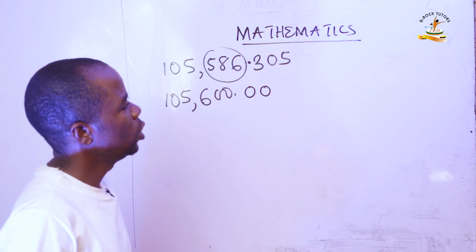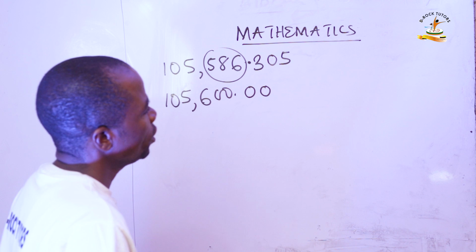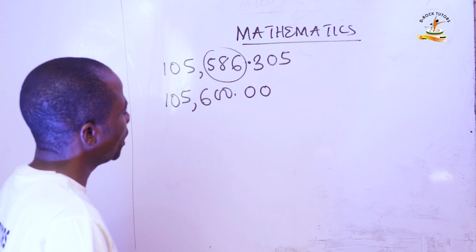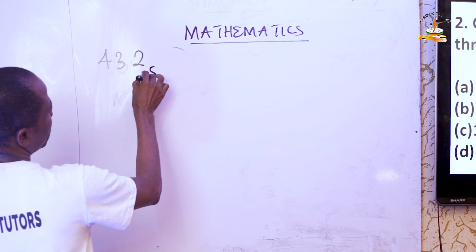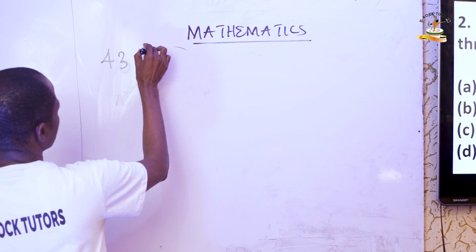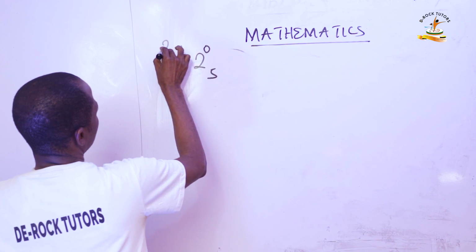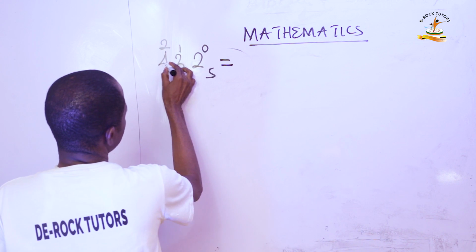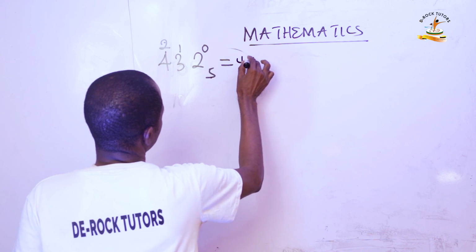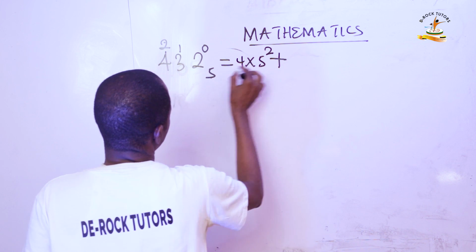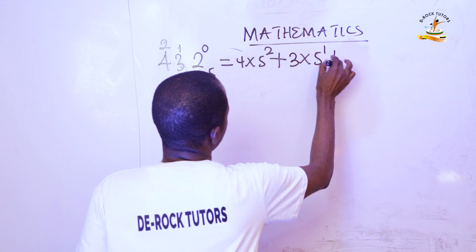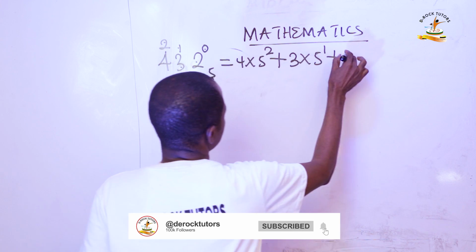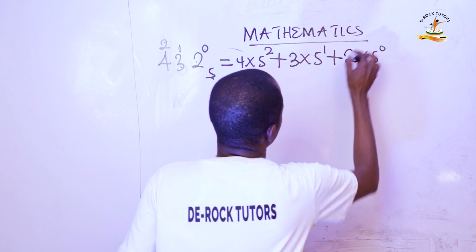Let's go to number 2. We are to change 432 in base 5 to a number in base 3. The first thing we have to do is convert 432 in base 5 to base 10, the standard base. So this gives us 4 times 5 raised to the power 2 plus 3 times 5 raised to the power 1 plus 2 times 5 raised to the power 0.